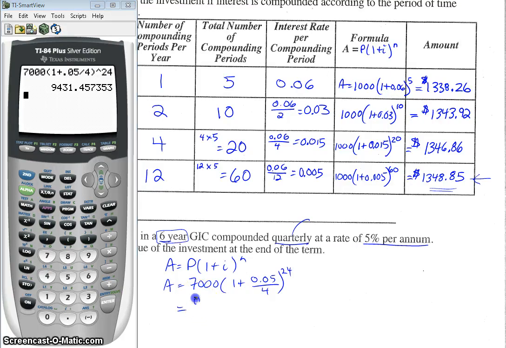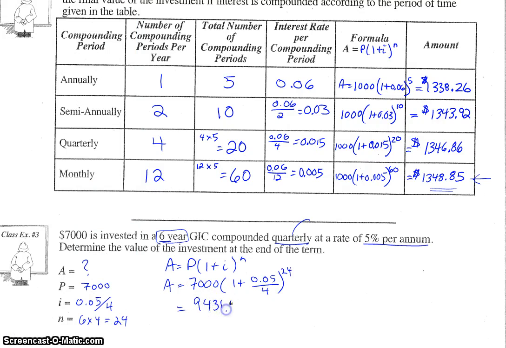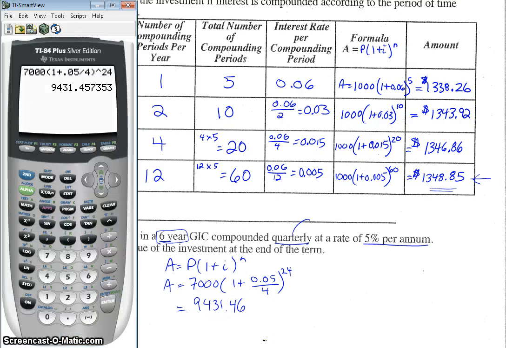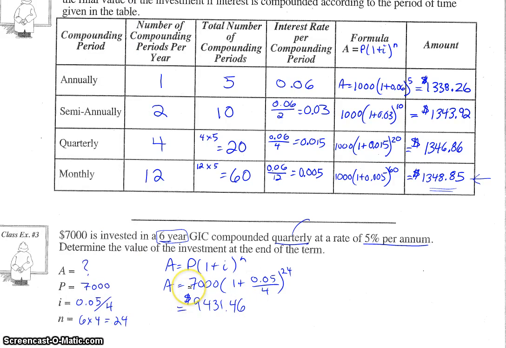$9,431.46. So 9431.46. I do believe that was right. Yes, it was. Okay, and a little dollar symbol. And that's $7,000 grew to that over a 6-year period. Okay, let's look at the next example.